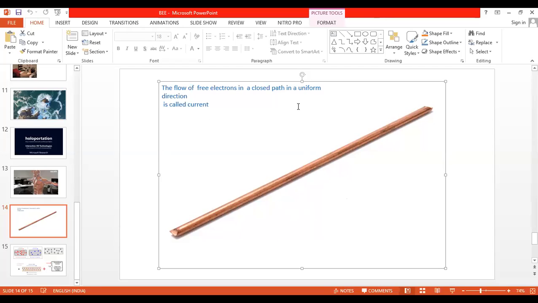So the flow of electrons in a closed path in a uniform direction is called the current. Everything is happening inside this particular copper rod. This is what we are supposed to remember. And remember, in an examination nobody will ask you to define current, but in interviews and outside you must know the basic thing. The flow of free electrons in a closed path in a uniform direction is called the current.